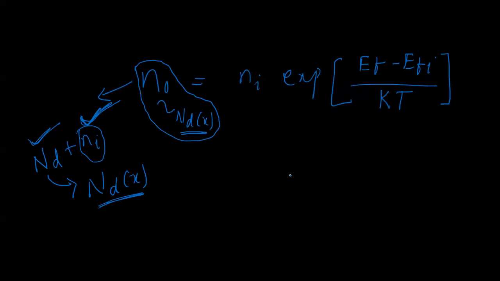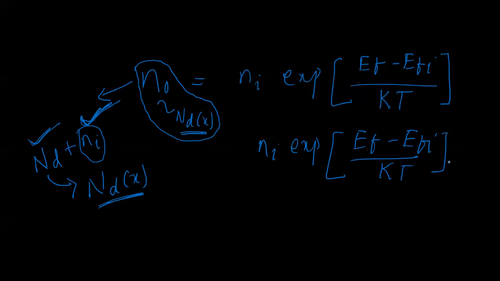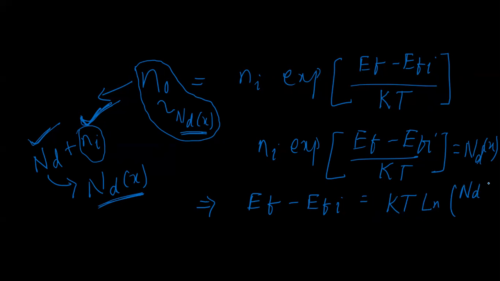So what will be the next step? We can write ni exponential of the bracketed term (EF minus EFi) divided by kT as Nd(x). This Nd(x) is your graded impurity distribution. Now with simple mathematical steps, we can rewrite the above equation: EF minus EFi can be written as kT times the logarithm of Nd(x) divided by ni.